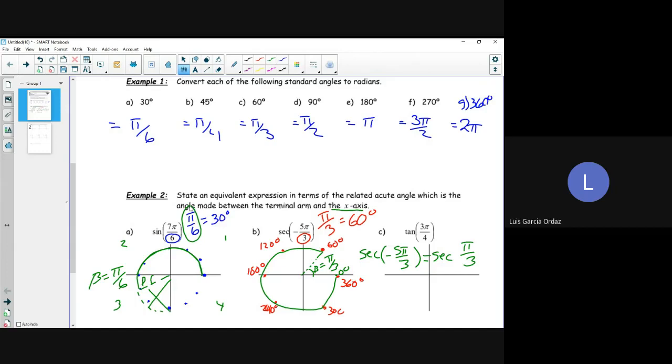So for the related acute angle, if we go all the way around, it's going to have to be negative 6 pi over 3. But because the related acute angle, the closest way to get to it, is to go counterclockwise, that's why we would use pi over 3. Because you want to find the shortest way possible to get to that acute angle. Okay, so is everyone understanding this better now?